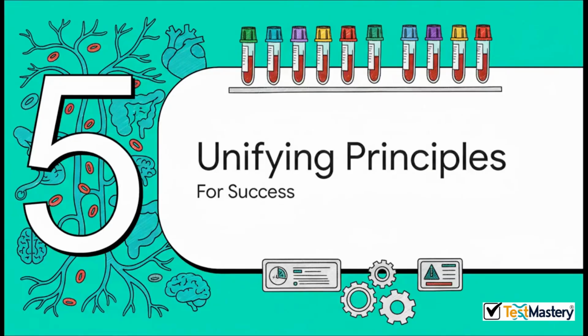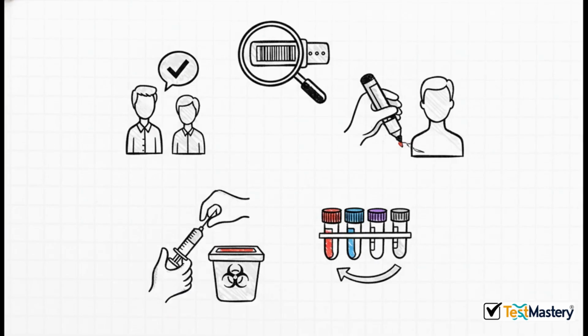Okay, let's bring it all home. It doesn't matter what system you're testing or what colored tube you're grabbing. These core principles of safety and accuracy apply every single time. These are your non-negotiables. First, always ID your patient with at least 2 identifiers. Second, always label your tubes right there at the bedside, after you draw, never before.